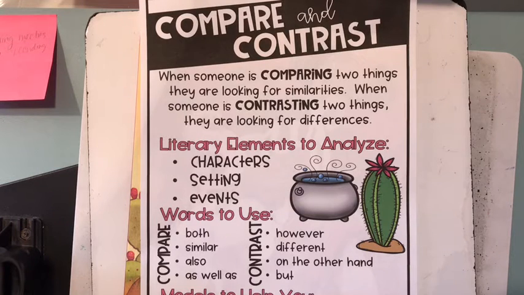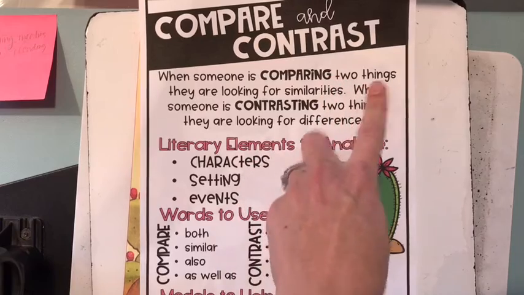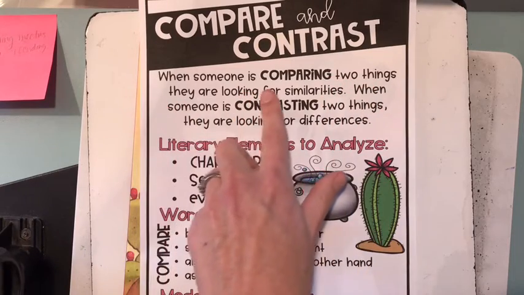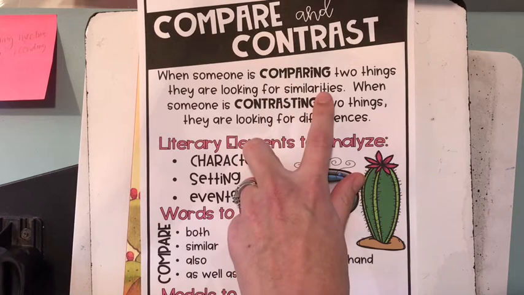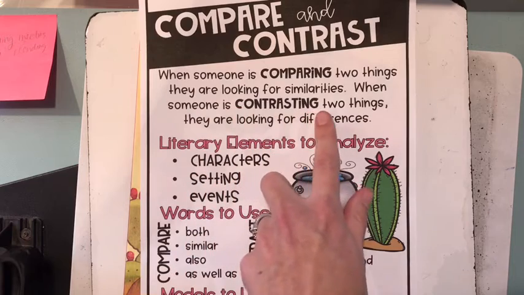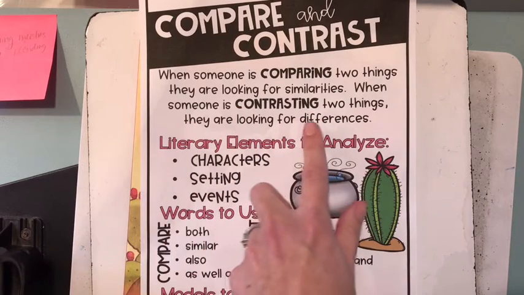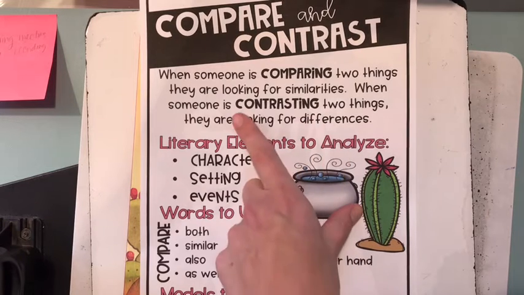Everybody. So this week's reading focus is comparing and contrasting. What does that mean, comparing and contrasting? Well, someone is comparing two things, so there have to be two things. They're looking for similarities. Okay, so when we compare, we look for similarities between the two things. When someone is contrasting two things, they're looking for differences. So differences between those two things, contrasting.